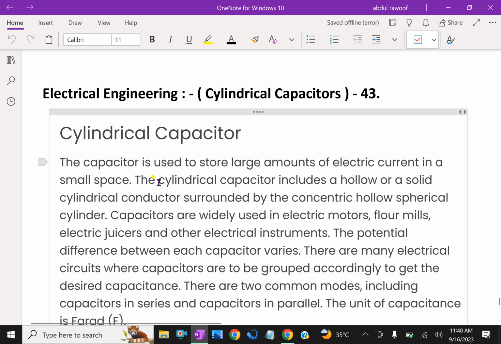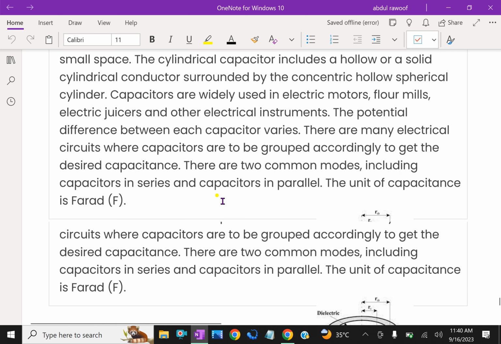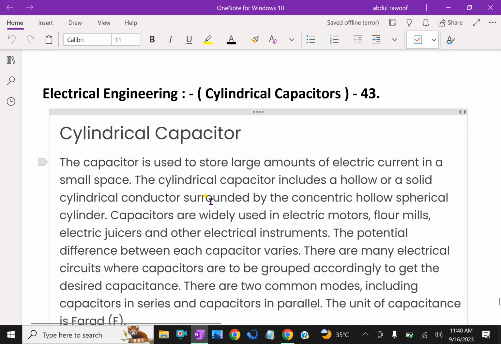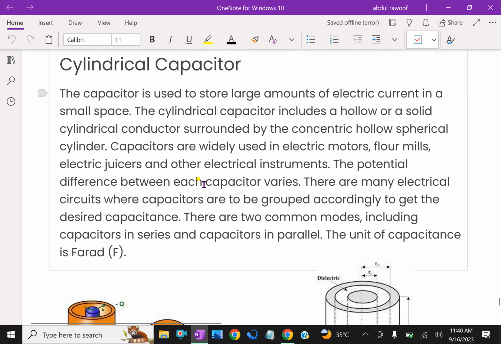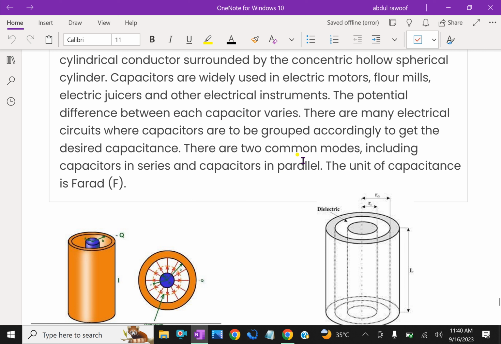A cylindrical capacitor is used to store a large amount of electric charge in a small space. The cylindrical capacitor includes a hollow or solid cylindrical conductor surrounded by concentric hollow cylinders. Capacitors are widely used in electric motors, flour mills, electric juicers, and other electrical instruments. The potential difference between each capacitor varies.